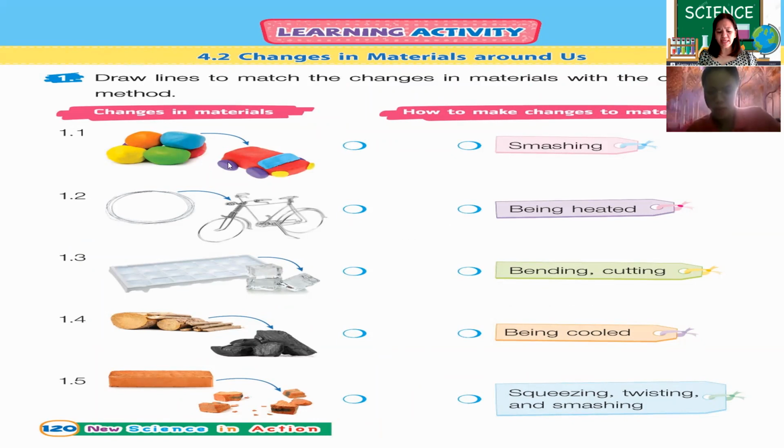How can you make the clay as a toy? We need to squeezing, twisting, and smashing it. Okay, smashing. So we connect 1, 2, squeezing, twisting, and smashing it. That is an example. We give you 1 minute to answer it. You pause the video and then go play it again and we will check our answer.